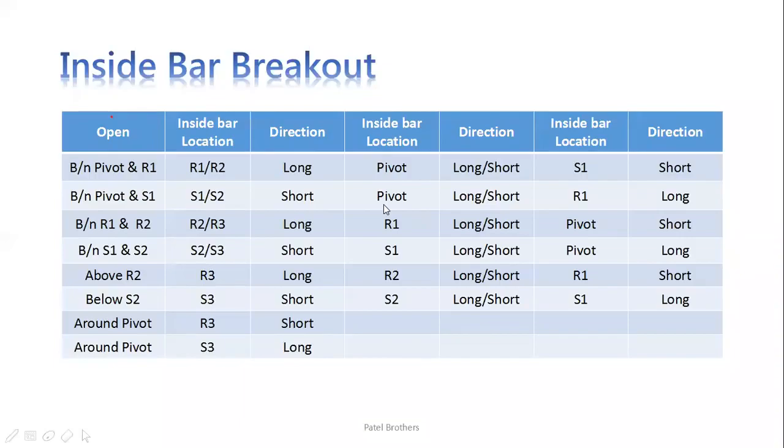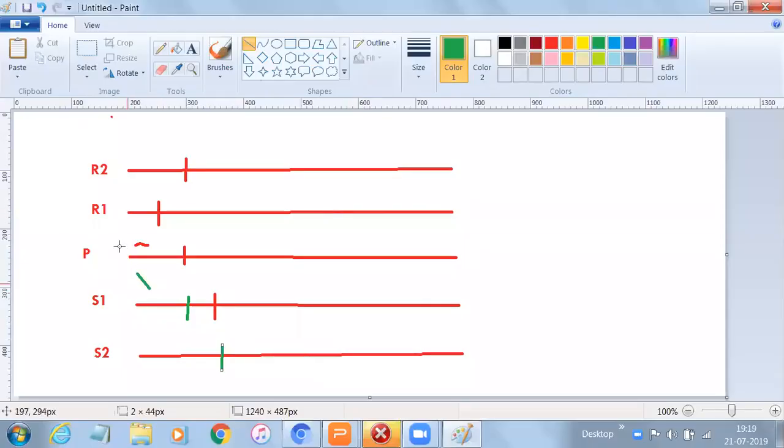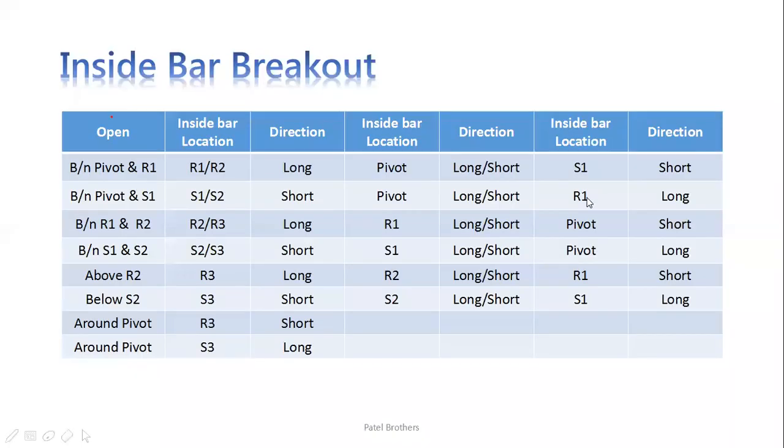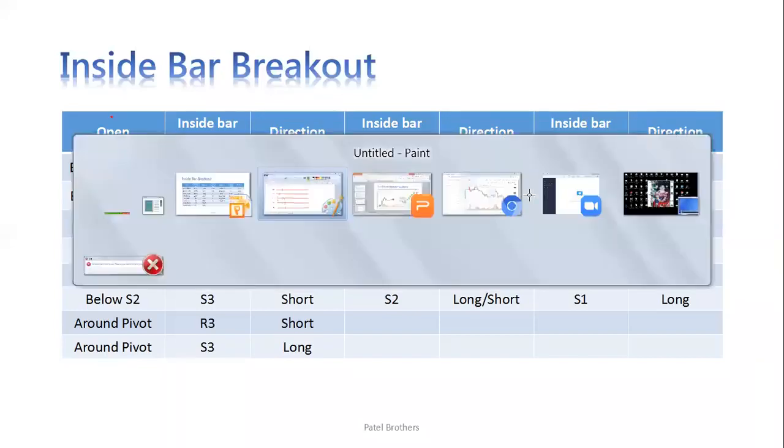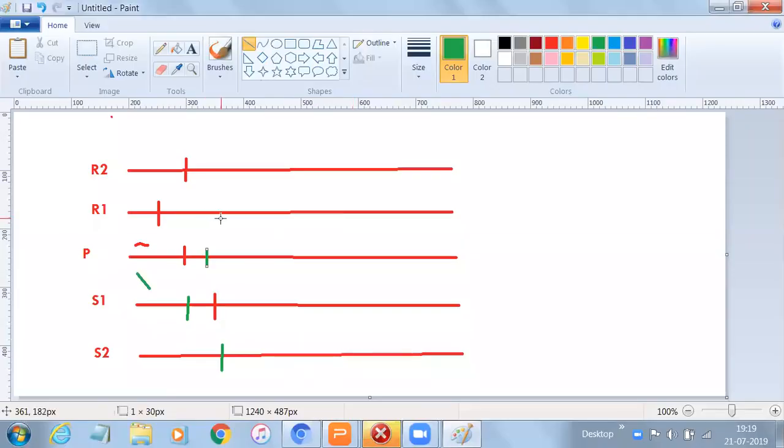If it is forming at the pivot level, so suppose it has opened between P and S1 and it is forming an inside bar at pivot, we'll go for both sides. If it is triggering buy, we'll go for the buy. If it is triggering sell, we'll go for the sell. If it is forming at the R1, if it is forming here, we'll only go long. We'll not look for the short here.